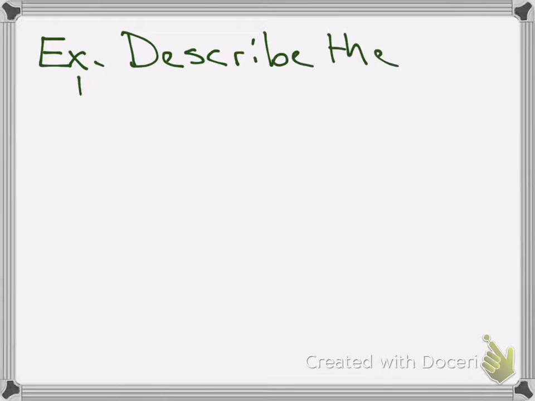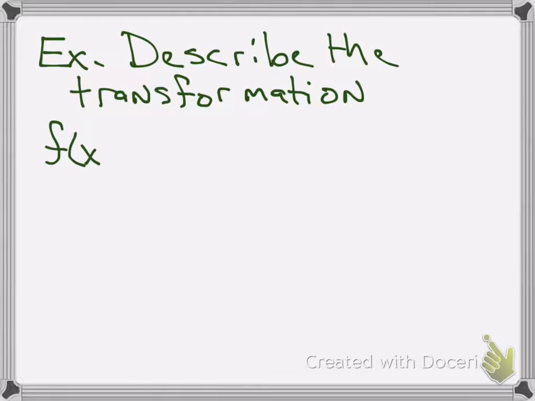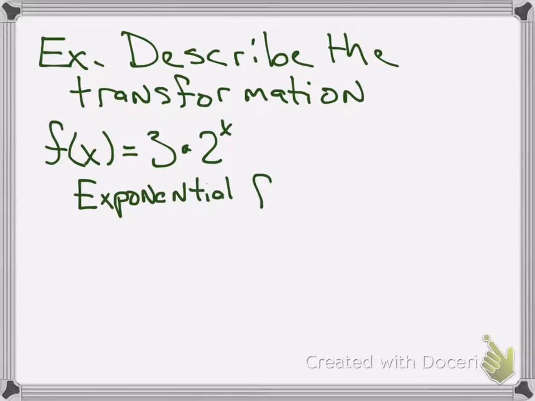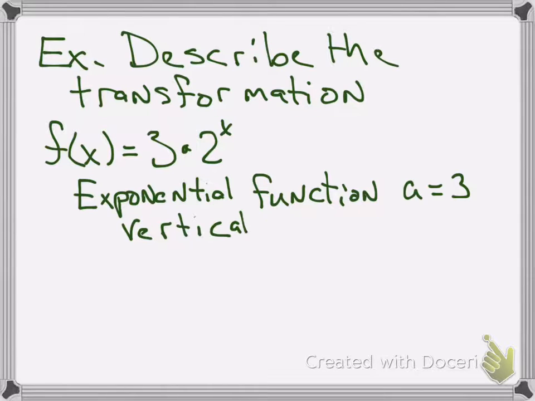Okay, so describe the transformation. Tell me what this is and what the transformation is. F of x is equal to 3 times 2 to the x power. Obviously, this is an exponential function. And what is 3? 3 represents the A number. A equals 3. Since it's not in the parentheses, this is a vertical stretch by a factor of 3.